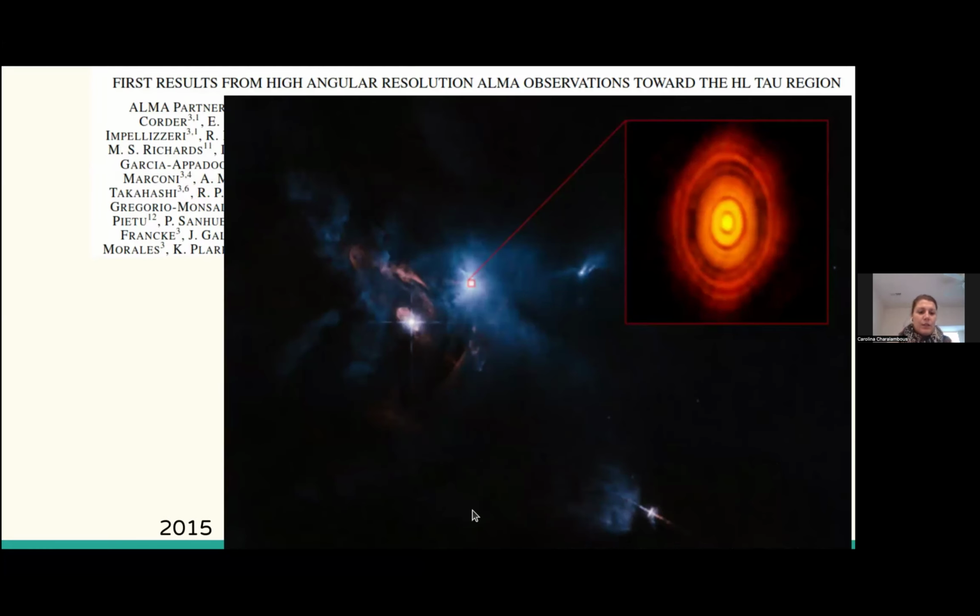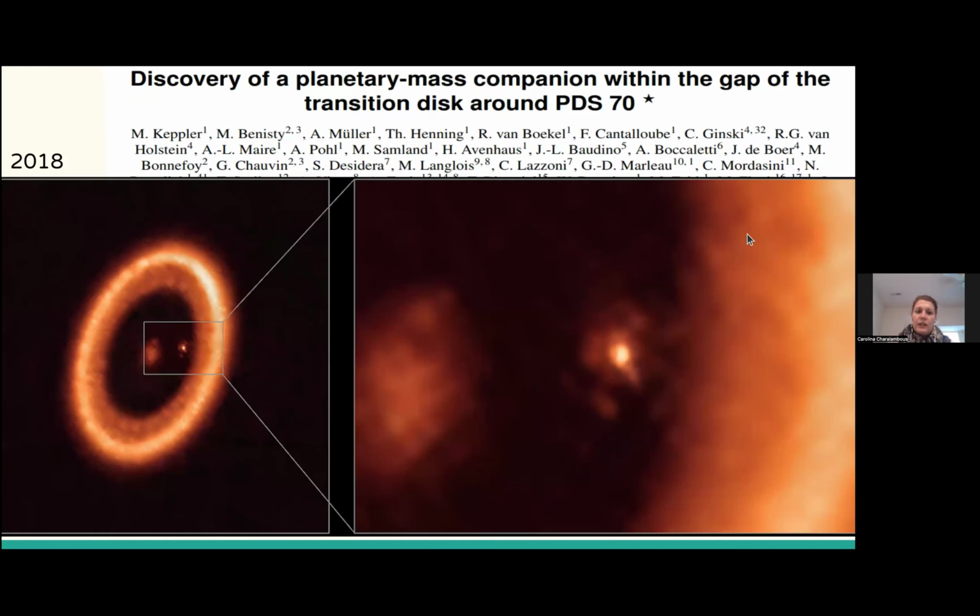But it was only in 2015 when the first image of a protoplanetary disk was observed, and it's the image of HL Tau. This is the first protoplanetary disk observed. And so here it was for the first time that we were able to see that probably the gaps that are observed right here are the ones that are carved by the planets. And only in 2018, we were able to observe planets inside these gaps in the protoplanetary disk. There are not many systems with planets and disks observed at the same time by now.